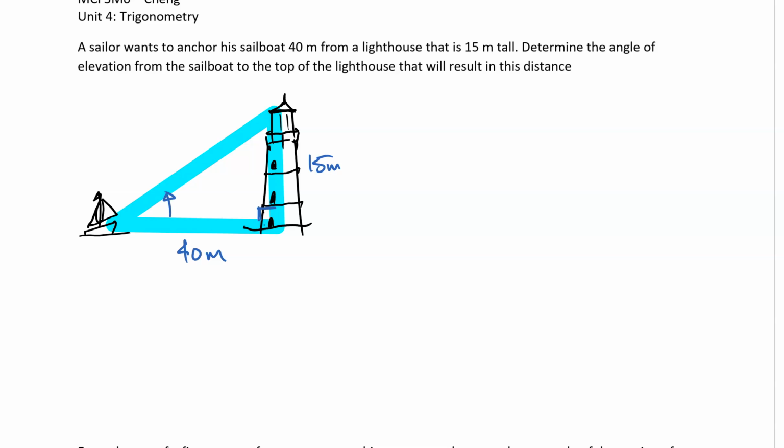Okay, so let's take a moment and fill in what we know. We've got the hypotenuse, we've got the adjacent to our angle, and we've got the opposite. And out of these three, we do not need the hypotenuse. I'm not asking you for the distance from the sailboat directly straight to the lighthouse. We are working with the adjacent and the opposite. So between the adjacent, opposite, and the angle here, we're going to indicate the angle with a theta symbol.